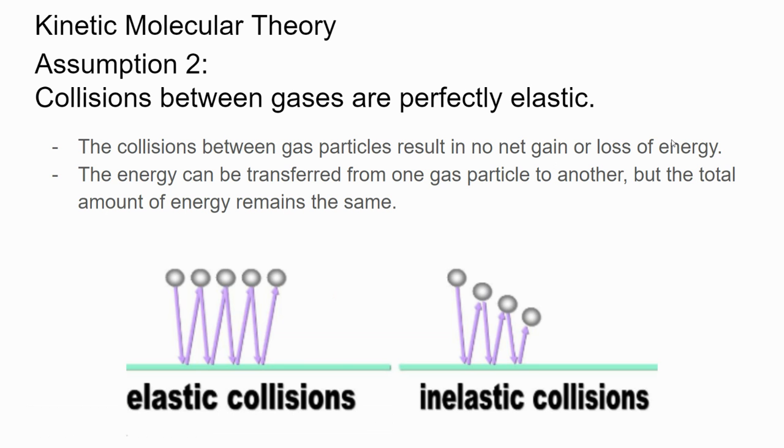The second one, again, is that collisions between gases are perfectly elastic. Really, all collisions in any object are perfectly elastic, not just gases, but liquids and solids. So the collisions between gas particles result in no net gain or loss of energy. The energy can be transferred from one gas particle to another, but the total amount of energy remains the same. The speed at which the particles move may change, but if one particle loses some kinetic energy, another particle gains that same amount of kinetic energy. So it's always just transferred from one to another.